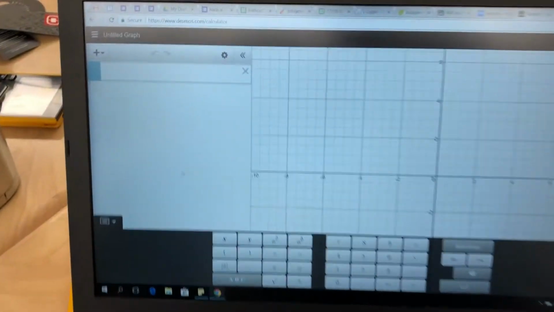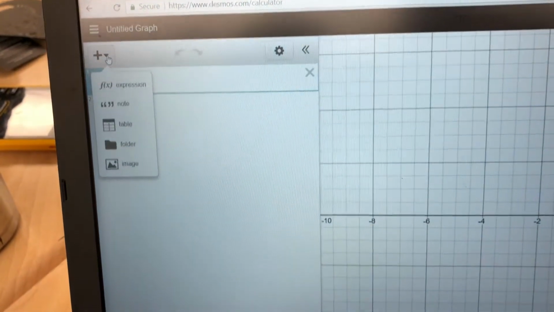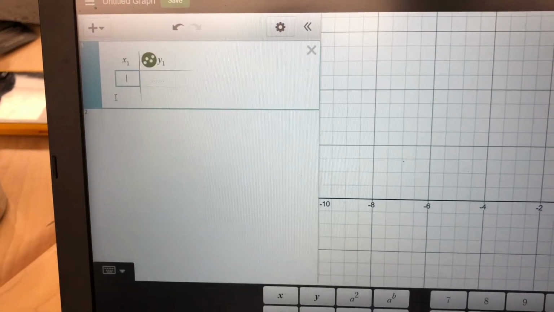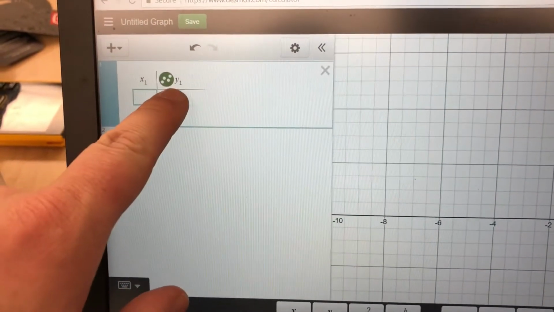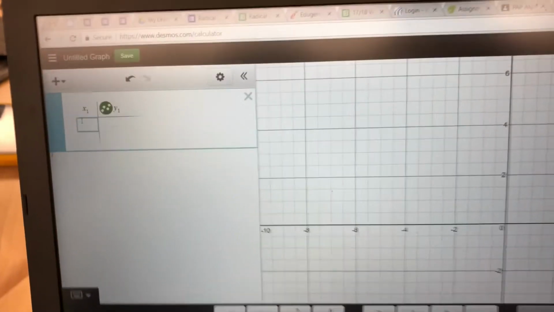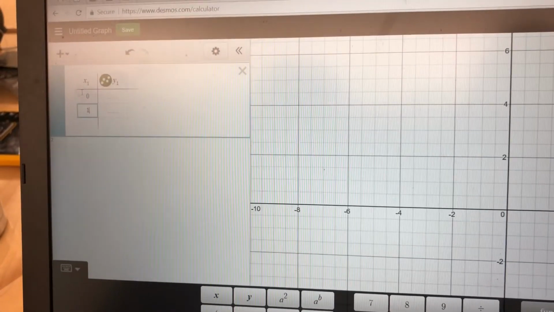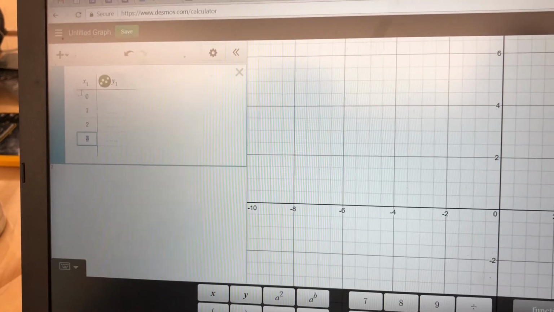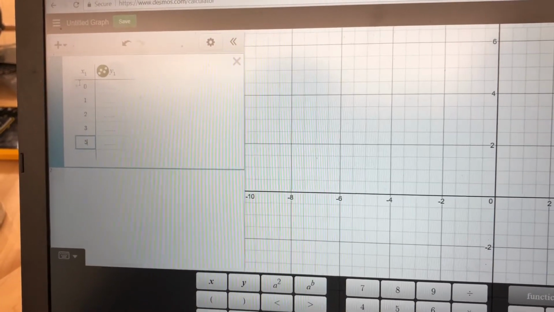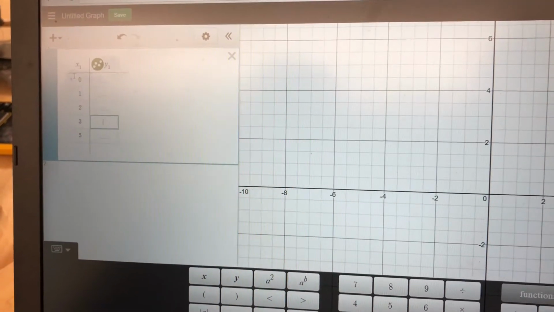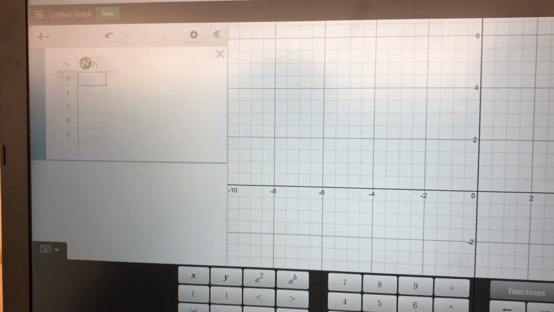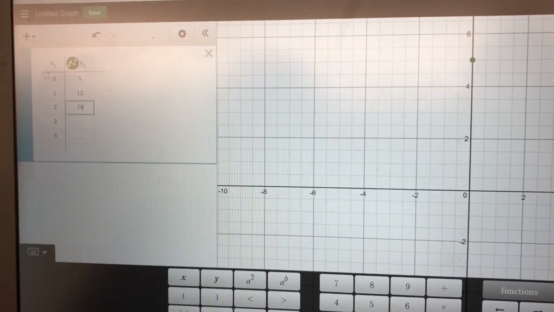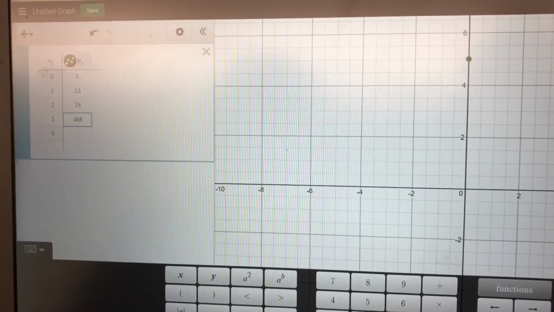So I'm here in Desmos, and I'm gonna come to this plus sign, and I'm gonna add a table. Now, it labels my table as x1, y1. It's green dots that are gonna be over here. So I go 0, 1, 2, and it starts to fill in 3, 4, but this last one's 5. So then I'm gonna come over and fill in the values that are next to it. So 5, 13, 78, and 488.